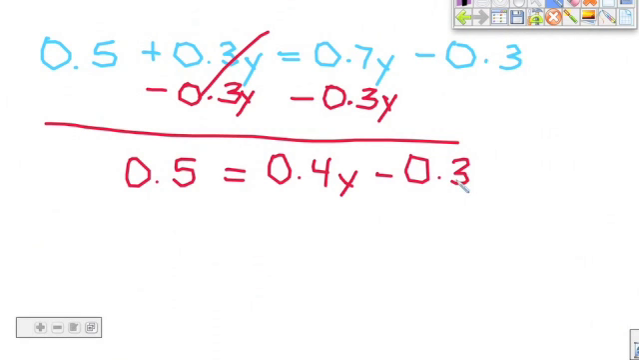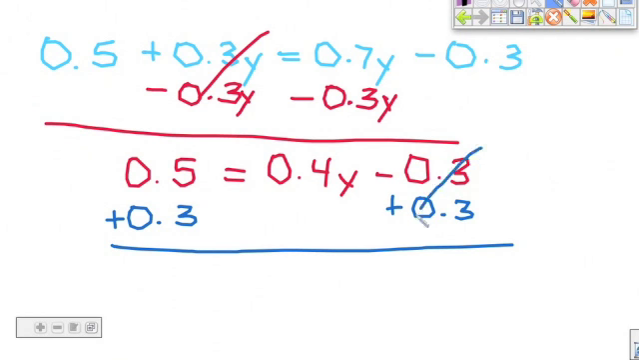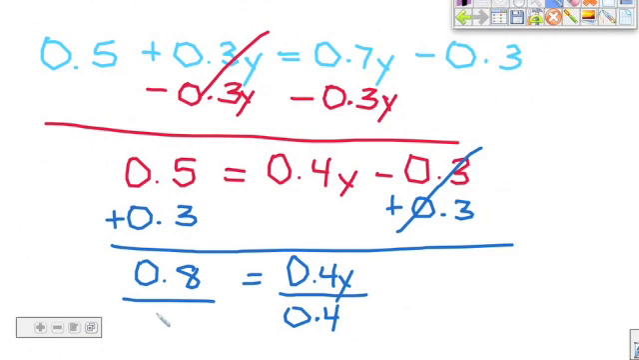Now I'm going to get rid of this constant on this side so I can get my variable by itself. The inverse of a negative 0.3 would be a positive 0.3. What you do to one side, you have to do to the other. These cancel, dropping down your 0.4y, leaving you with 0.8. I'm going to divide by 0.4, divide by 0.4, and I know that 4 times 2 gives me 8, so obviously y equals 2.